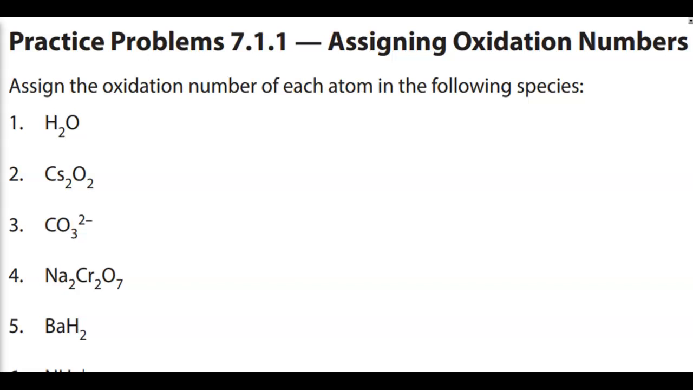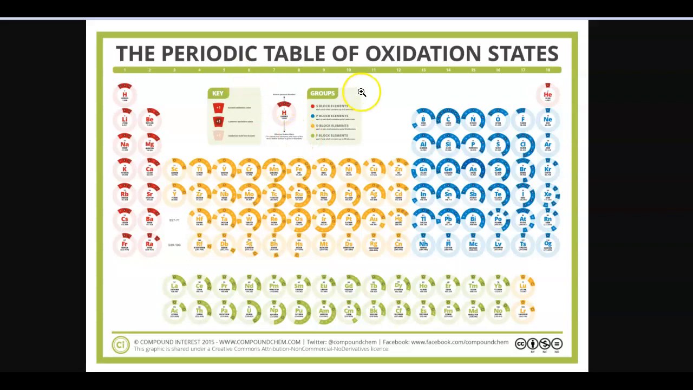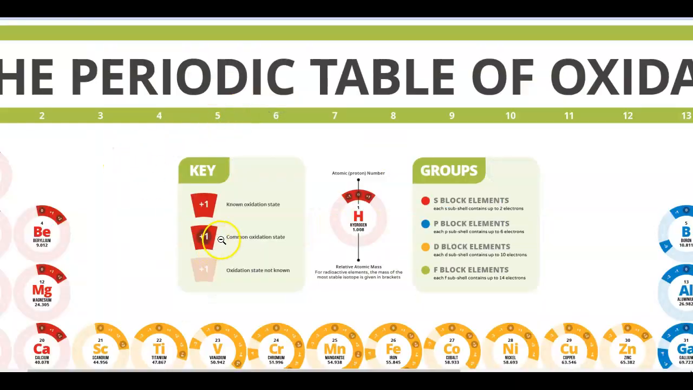Everyone, there's a link I posted on our D2L page to this compound interest site. It's a periodic table of oxidation states. Let me zoom in for a second. It's kind of cool. It tells you the oxidation states that are known, all of the ones that are colored, and the oxidation states that are not known.